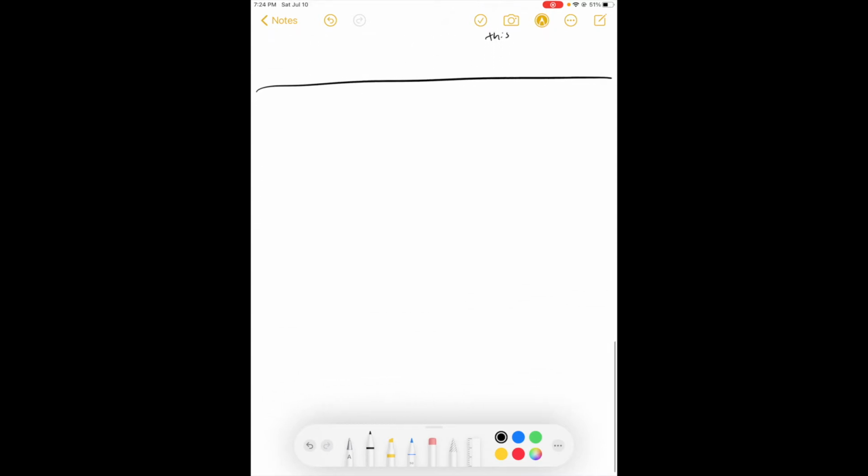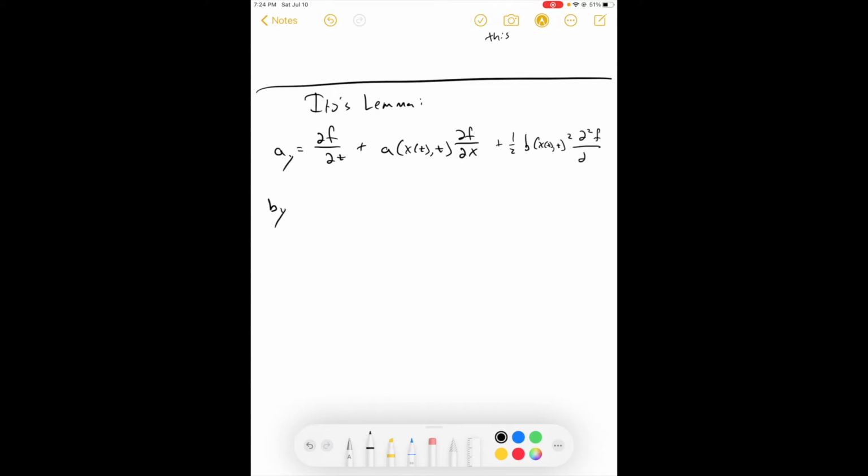And furthermore, Ito's lemma tells us what a sub y and b sub y actually look like. And it says that a sub y is equal to the partial of f with respect to t plus the original a, which is a function of x and t, times the derivative of f with respect to x, plus 1/2 the original b, which is a function of x and t, squared, times the second derivative with respect to x. And b sub y is equal to the original b, which is a function of x and t, times the first derivative of f with respect to x.